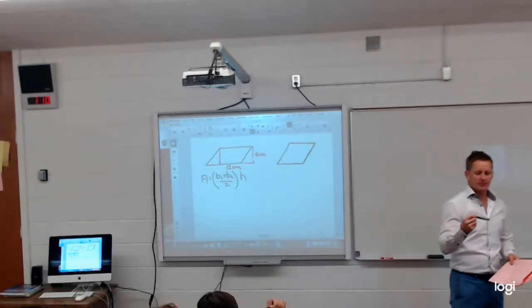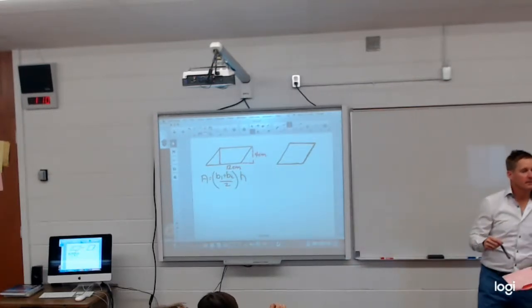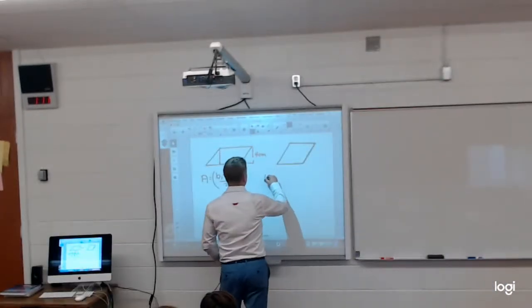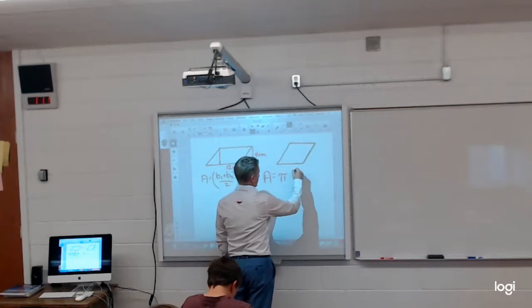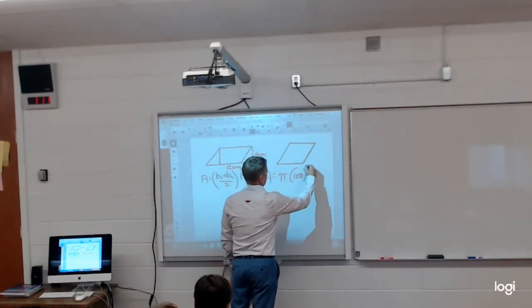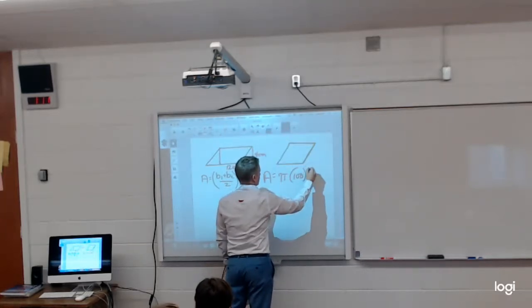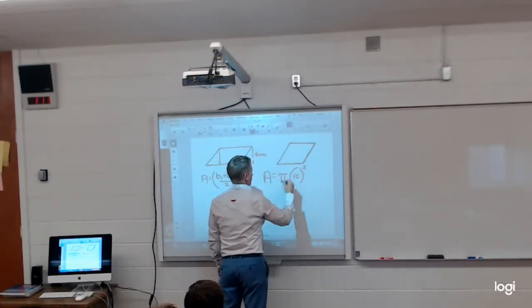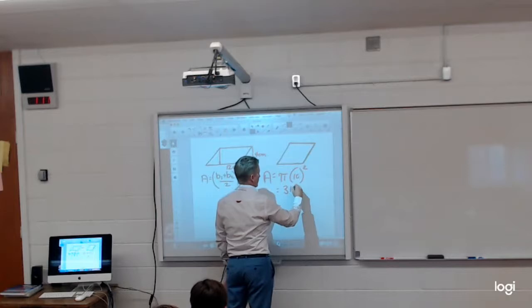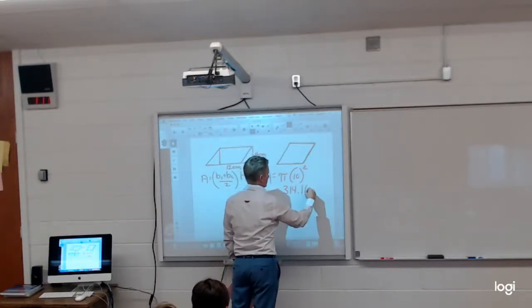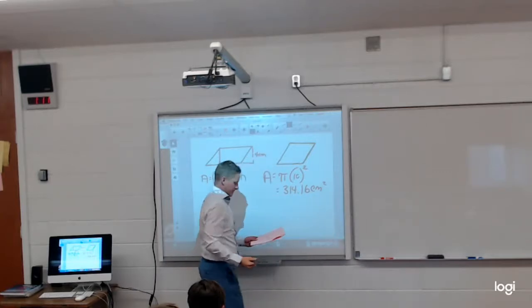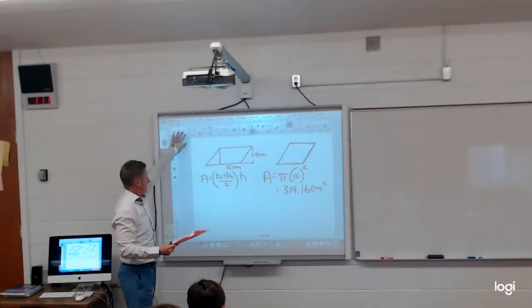Give me an approximation. 330. Well done, Harley. 314. Punch that into your calculator using your pi button. 314.16. Good enough. Centimeters squared. Good job, gang. Flying through this again today.